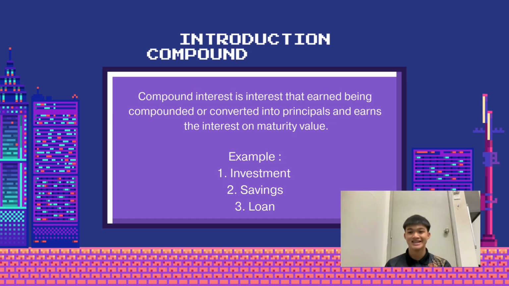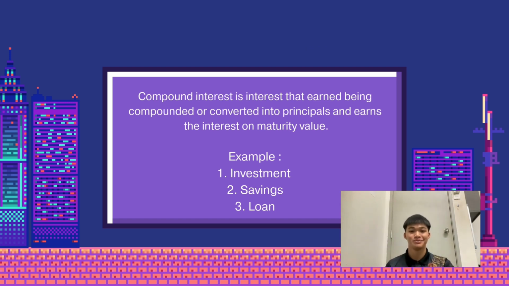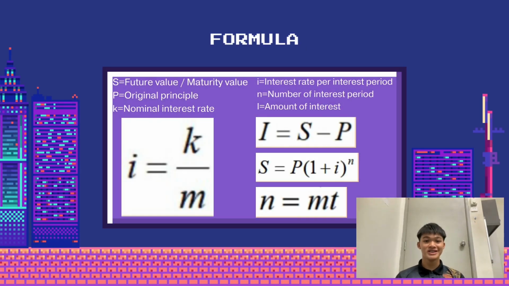Introduction: Compound interest. Compound interest is interest that is compounded, or converted into principal, and earns interest on the maturity value. For example, investment, saving, and loan. We have some notation in compound interest, such as S is future value, P is original principal, K is nominal interest rate, I is interest rate per interest period, N is number of interest periods, and capital I is amount of interest. We have four formulas in compound interest.